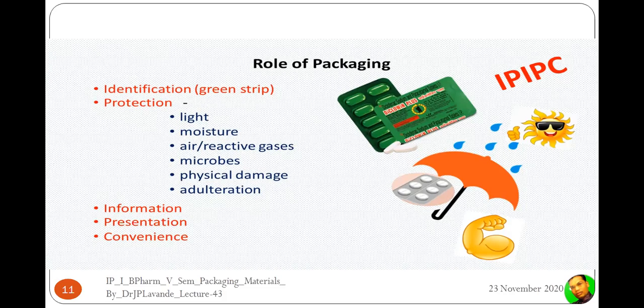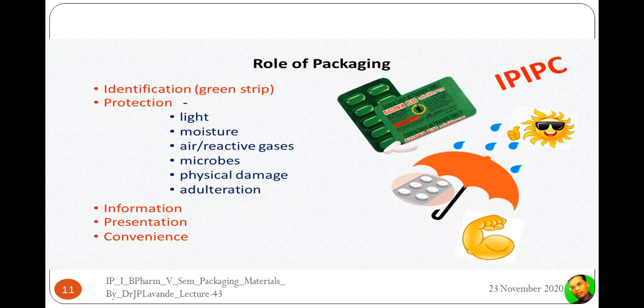Microbes cannot attack the product. Let's say, for example, if the product is from a biological source, then if you protect it with suitable packaging, that product can be protected. So it serves many purposes, like offering protection from physical damage and alteration.